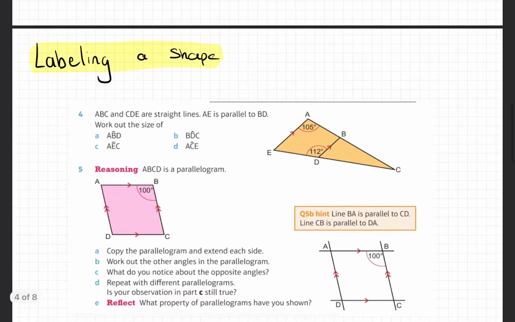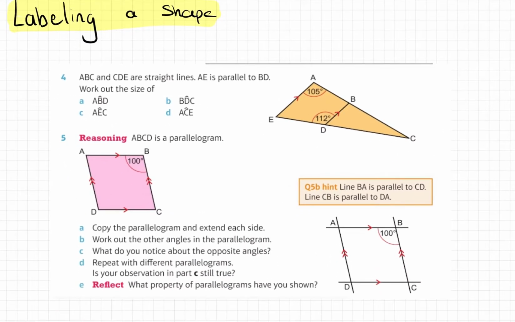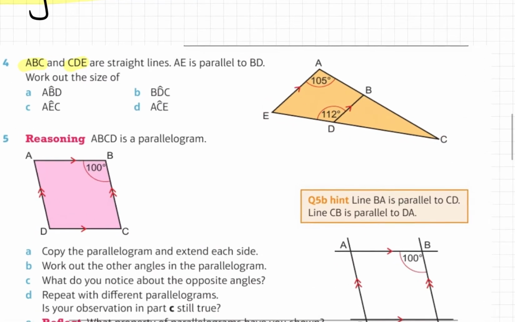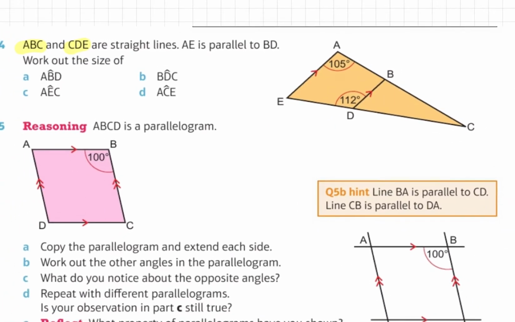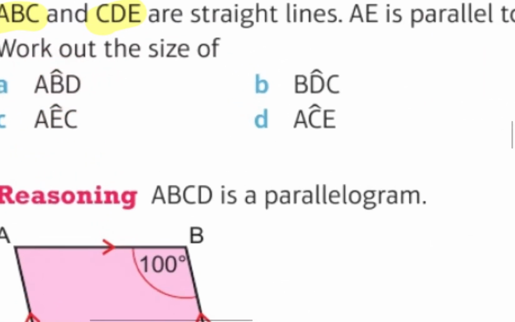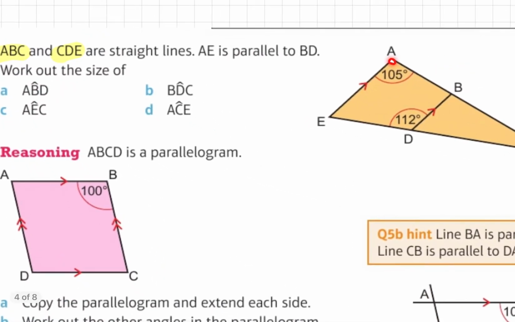Okay, so labeling a shape. You've got here line ABC, that's a straight line. We're told that here. So that's a straight line ABC, and CDE is a straight line. AE and BD are parallel. So work out what ABD is. So when we see something like this, ABD, you start at A to B to D, and when it says angle, it's looking for that angle here and that angle here.